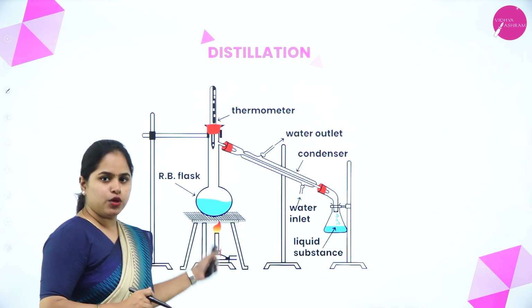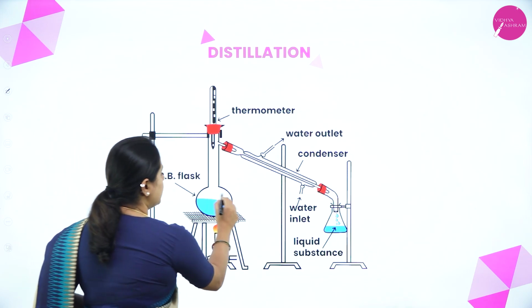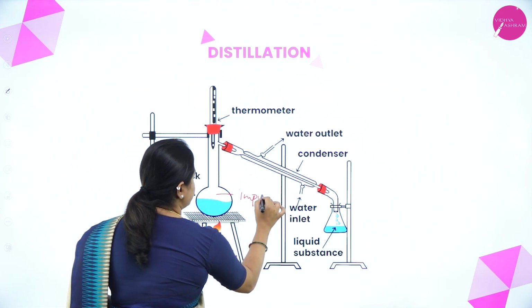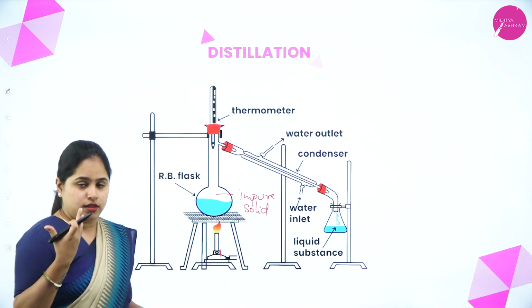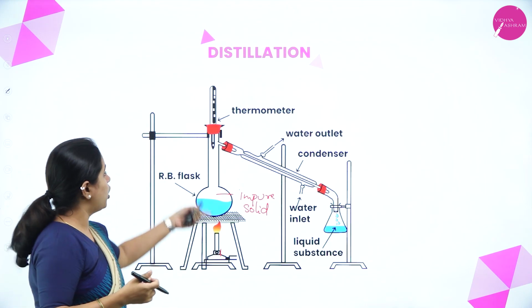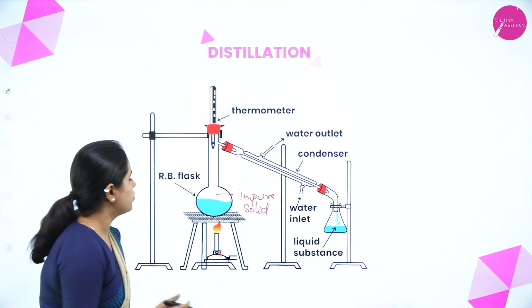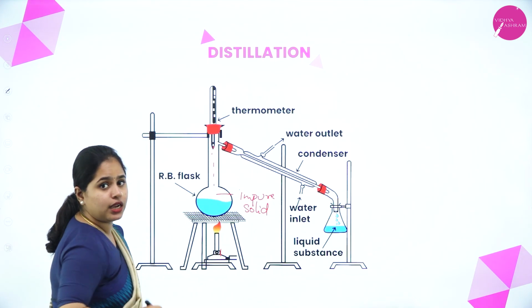And it is using a Bunsen burner, we are heating it. So what happens here? The impure solid is present, that is with the impurities. Now as our impurities are non-volatile, they'll remain here. Only the pure solid will start evaporating. Once it starts evaporating, now it will move through the condenser.